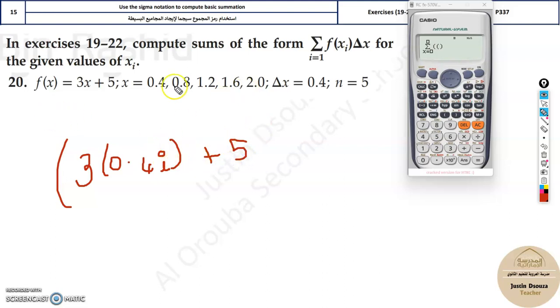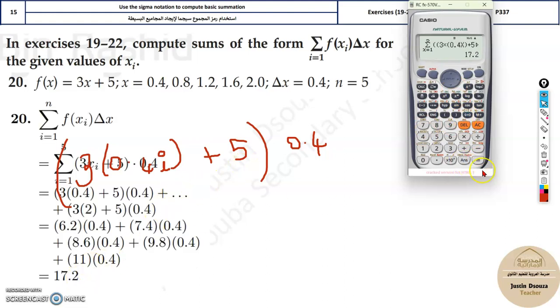That is it, because it starts from 0, 0.4, 0.8. Now close the bracket and multiply with delta x, that is 0.4. So that is what I need to write: open the bracket, 3, multiply, open the bracket, 0.4 i as alpha x, close the bracket, plus 5, close the bracket and multiply with 0.4. Sorry, now there's a syntax error because I have not put the intervals. That is 1 to 5. And now the answer is 17.2. So whenever it starts from 0, it's very simple.